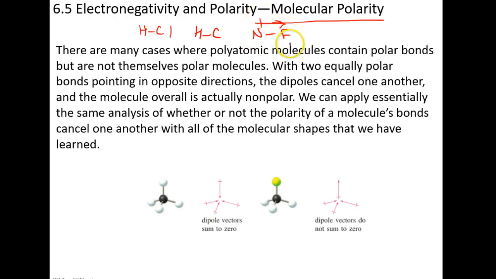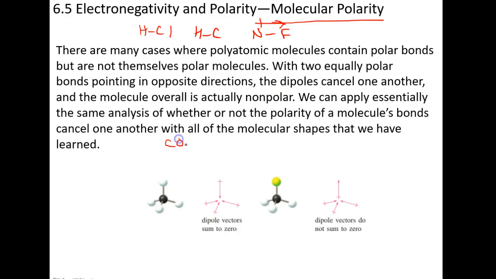Okay, but now let's take a molecule. Let's say I have a molecule and I want to determine if the molecule is polar. What you need to do is sum up all of these little arrows. It's called vector analysis. You have to sum up all of these vectors and determine if they cancel each other out or if they don't cancel each other out. Okay, and it's pretty simple. It's pretty straightforward.